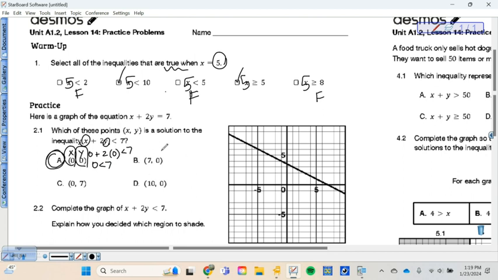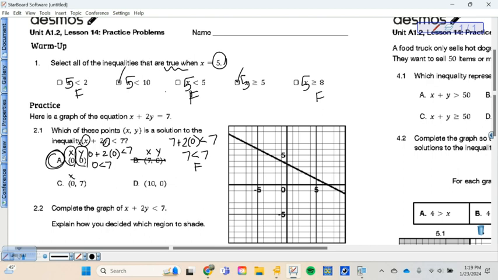What about 7, 0? I plug in 7 for x and 0 for y. I've got 7 plus 2 times 0 is less than 7. What's 2 times 0? 0. And then what's 0 plus 7? 7. Is 7 less than 7? No, that's false, right? So that's not a solution.